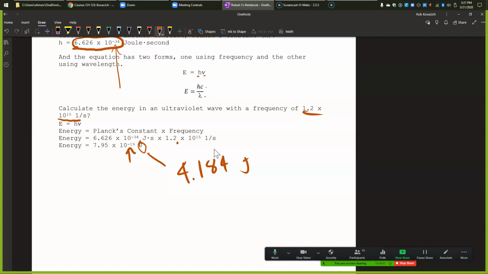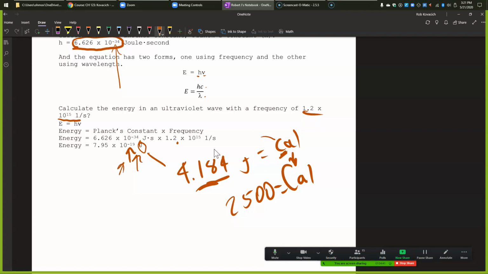It takes 4.184 joules to equal 1 calorie. Not this calorie, lowercase c calorie. So a 2,500 uppercase C calorie diet is a normal human's diet, probably 3,000 for most Americans. And this is 1,000 times less than that. And this is 4.184 times less than that. So a joule itself is a tiny amount of energy. And this is times 10 to the negative 19th of a tiny amount of energy.